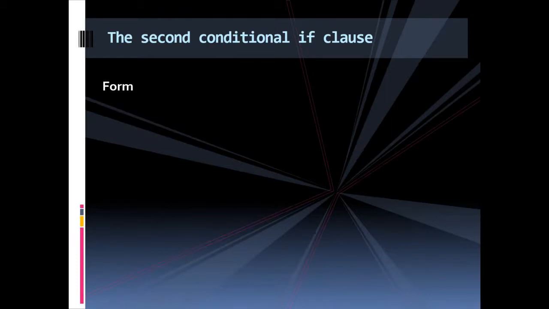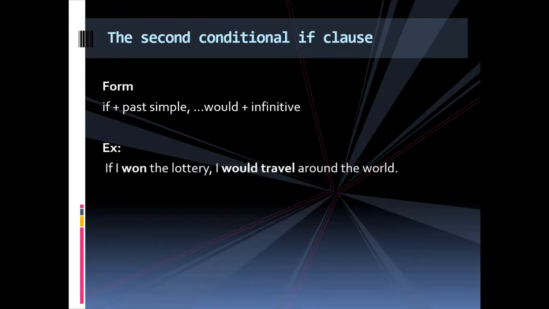All right, now let's look at the form of second conditional if clause. In the if clause part, we are going to use if plus past simple. As we have learned tense, so you know what is past simple. And in the main clause, we are going to use would plus infinitive verb. Let's have an example here.